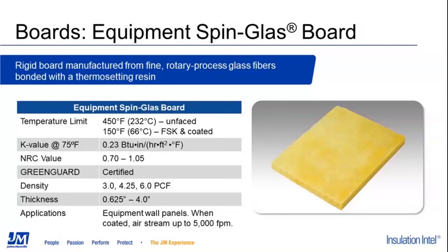Thermal value is 23, NRC value of 70 up to 1.05. It is a GreenGuard certified product. It has the high post-consumer recycled content of 56% as well. It's available in densities of 3, 4 1/4, and 6 pound, and thicknesses between 5/8 and 4 inches.